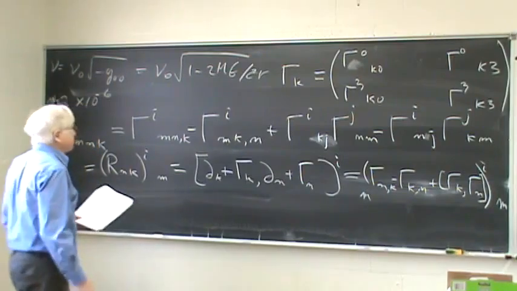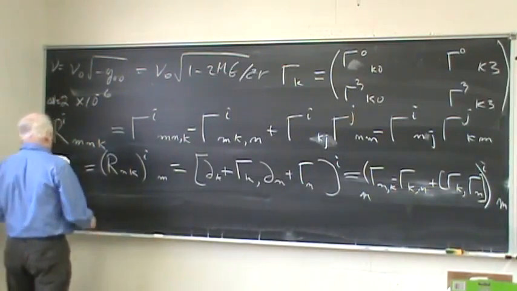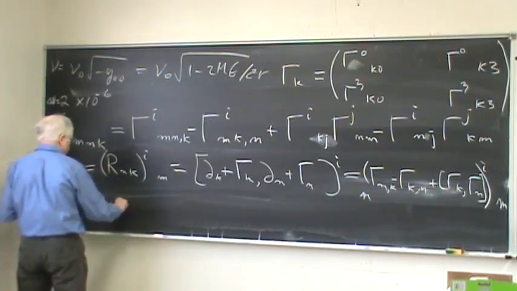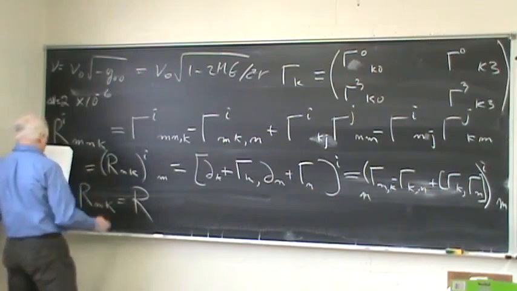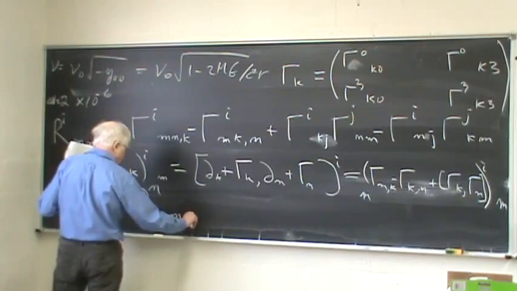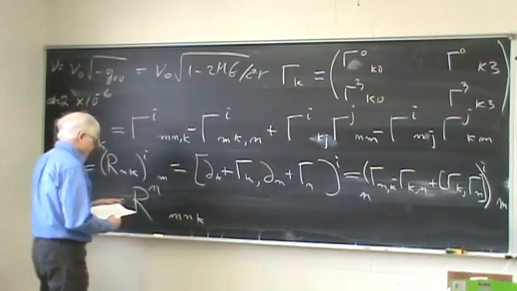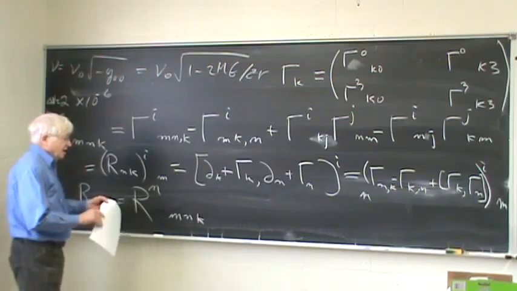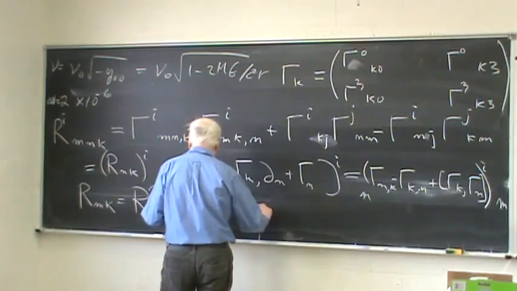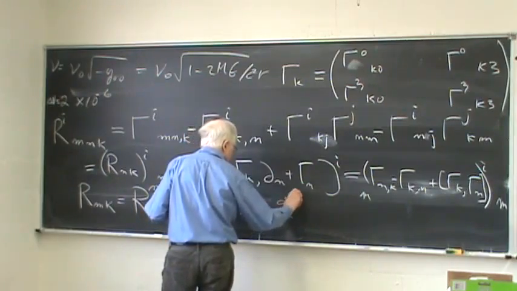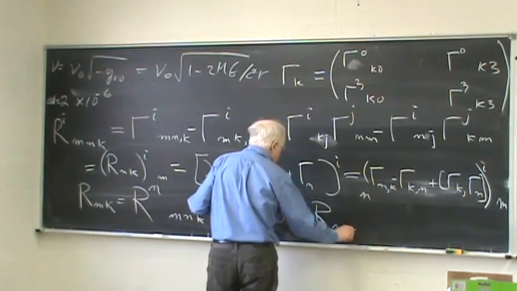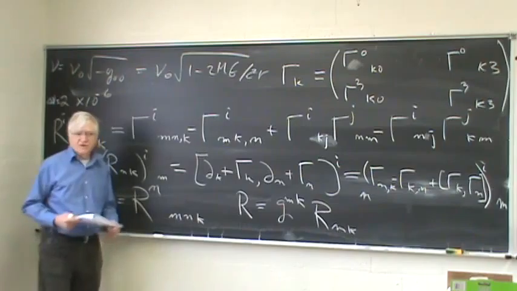Okay, another definition is the Ricci tensor. This is RMK, which is a contraction of this Riemann 4 tensor, and it's N, M, N, K. And then the scalar, the curvature scalar R, is then a further contraction. It's GMK RMK. So this just gets us to the scalar, the Riemann scalar.